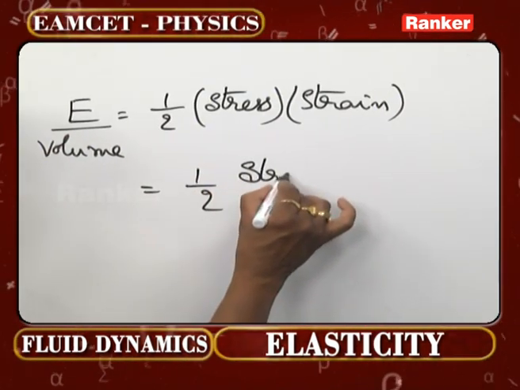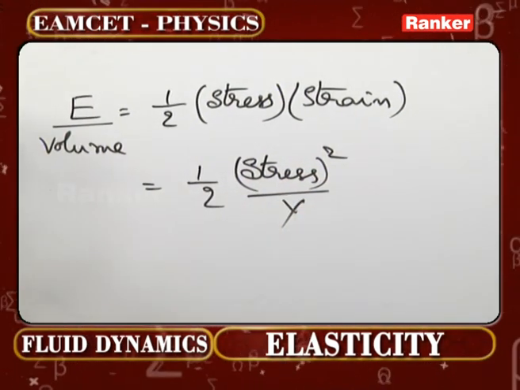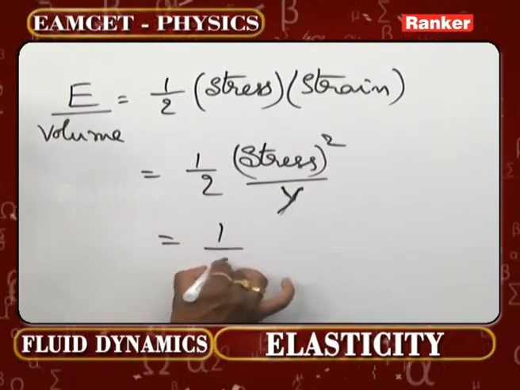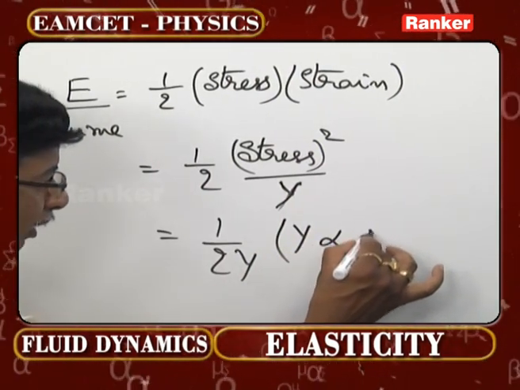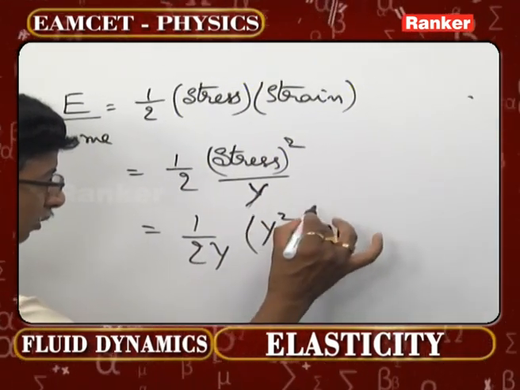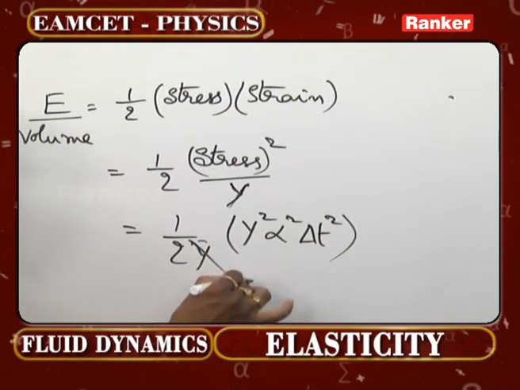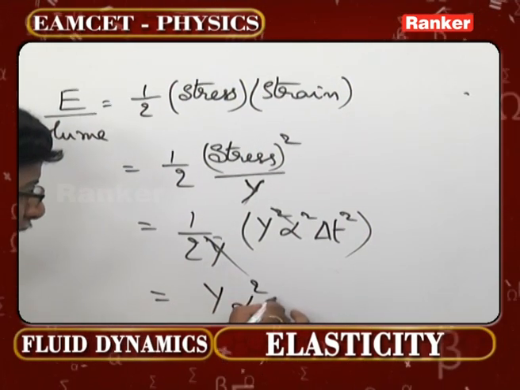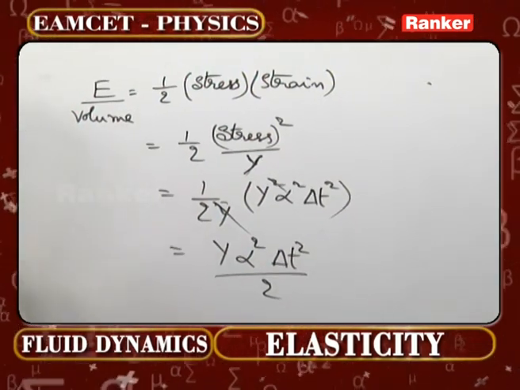So, what can you write now? Stress square divided by Young's modulus you can write here. What are the values you can write? You see, stress means you can write Y alpha delta T whole square. That means Y square alpha square delta T square. One Y gets cancelled. Then what is left over? Y alpha square delta T square by 2. That is the corresponding equation.